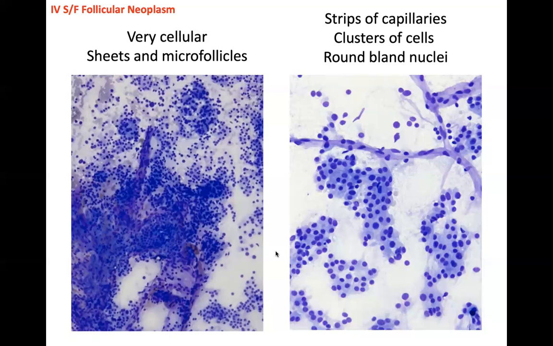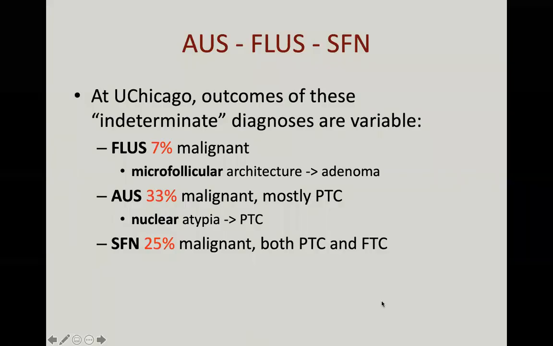Stop sharing. Well done. So to put things in perspective, between atypia of undetermined significance, follicular lesion of undetermined significance, and suspicious for follicular neoplasm, our University of Chicago outcomes are different. So when we've taken only the FLUSes, the microfollicular architectures, those only end up having a malignancy rate of 7%. Most of them are benign adenomas. And this is really close to a benign FNA. A benign FNA has a high-end rate of malignancy at like 5%. So FLUS in our institution is very nearing benign, okay?